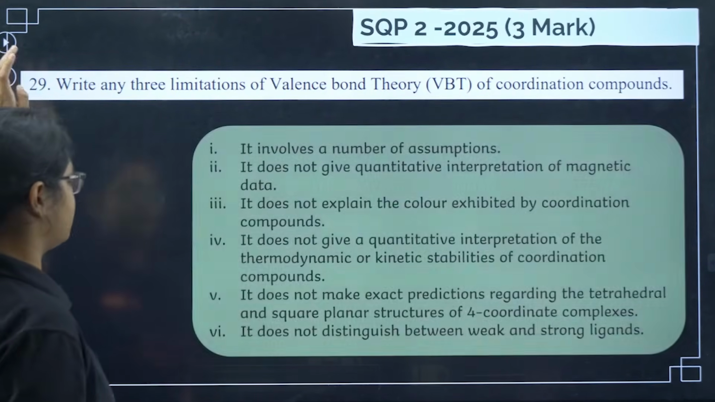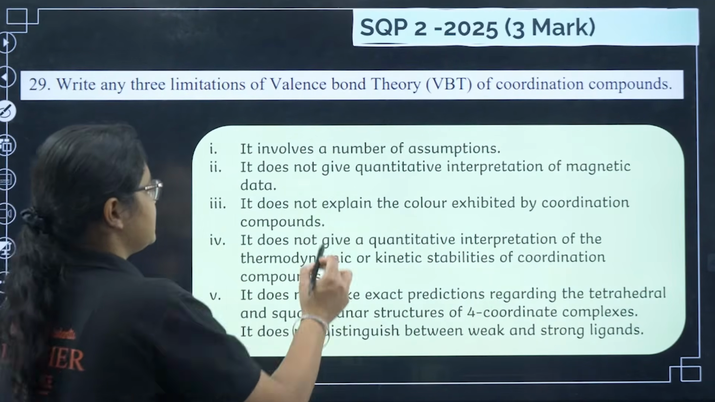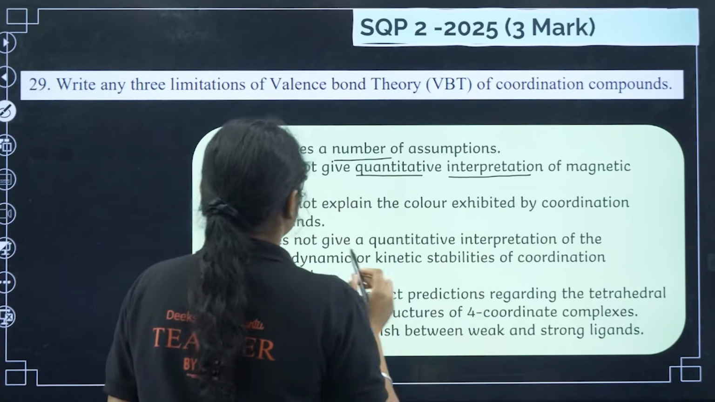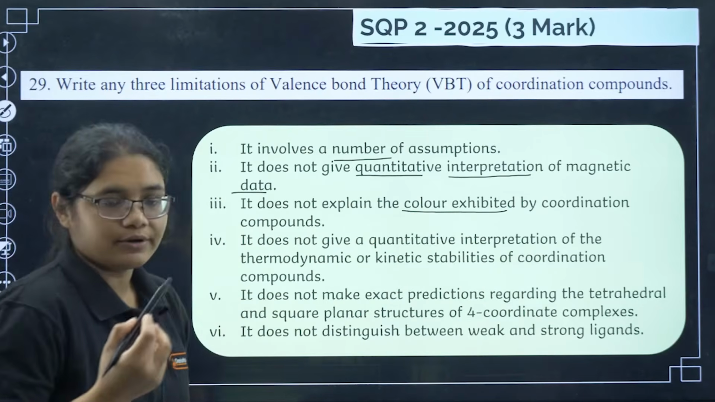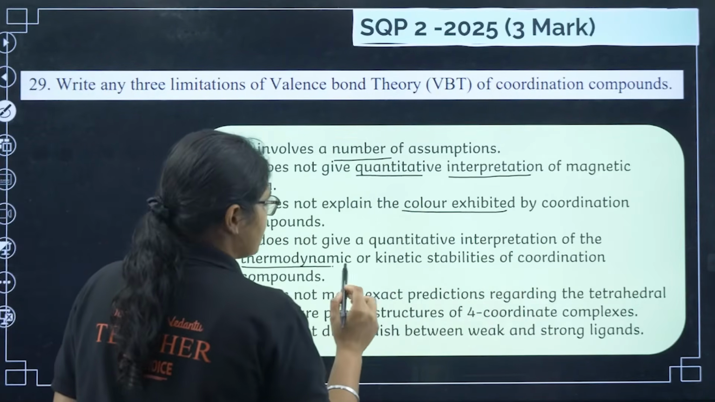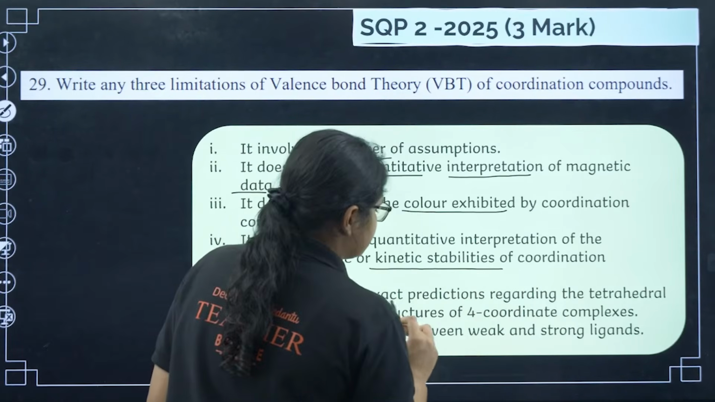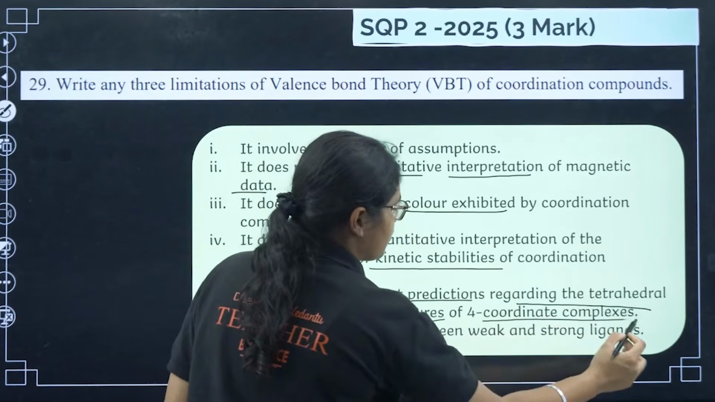So I have given you here 6 points. You can write any 3 here. The first one is, it involves a lot of assumption, does not give quantitative interpretation of magnetic data, does not explain the color exhibited by the coordination compounds, does not give quantitative interpretation of the thermodynamic or kinetic stability of the coordination compounds, does not make exact predictions regarding the tetrahedral and square planar structures of 4 coordination complex.